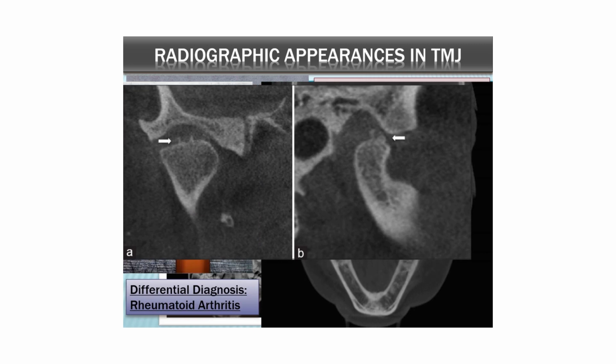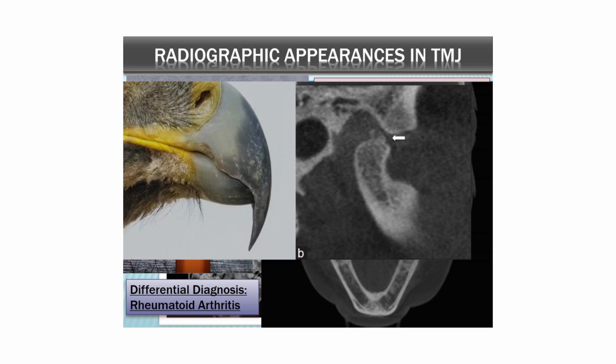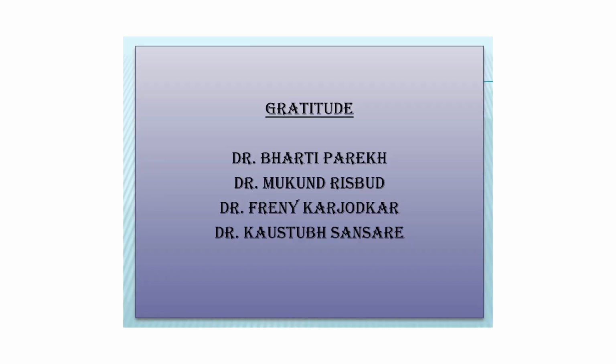Flattening and osteophyte formation in the condyle results in beaking at the anterior aspect of the condyle as seen in osteoarthritis. The radiographic appearances are time-tested and a radiologist can swear by them.